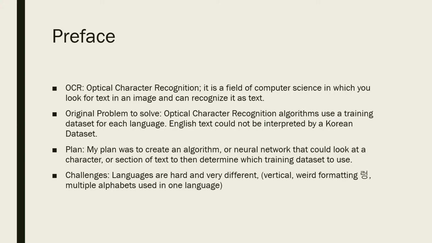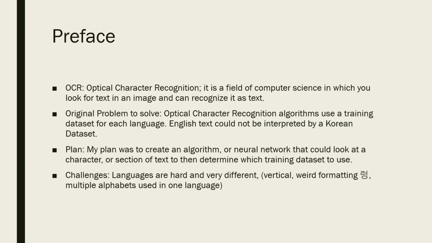is called tesseract. Now, my original problem that I wanted to solve was trying to decide which training dataset to use, because English text can't be interpreted by a Korean dataset, Korean can't be interpreted by an English dataset, and there are plenty of different datasets to use. My plan was to create an algorithm or a neural network that could look at the character or section of text and determine which training dataset to use.